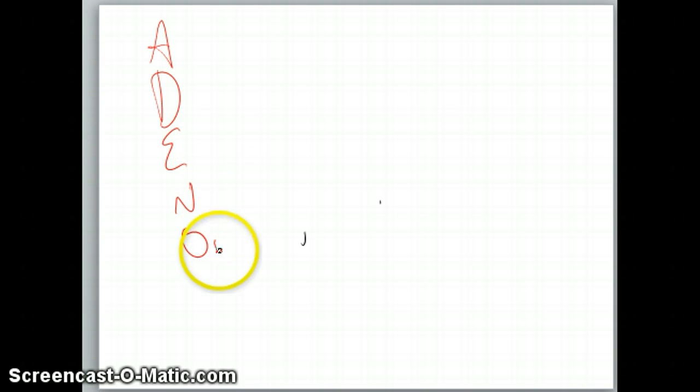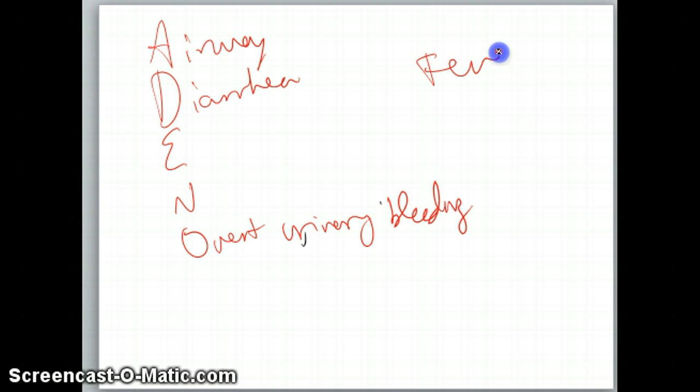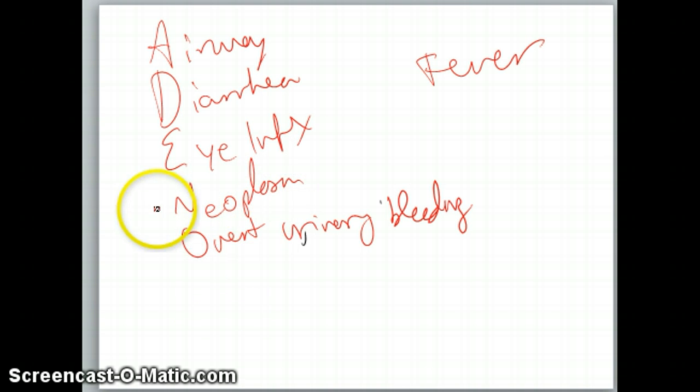And so we have overt urinary bleeding. Alright, and that's known as hemorrhagic cystitis. We've got diarrhea. Okay, we've got airway transmission, causes airway infections like pharyngitis, febrile pharyngitis, by the way, so you do have a fever with this. Atypical pneumonia, common cold. You will have eye infections with this, so you're thinking conjunctivitis, and also you can have neoplasms form from this. So that's adenovirus. That's about it.